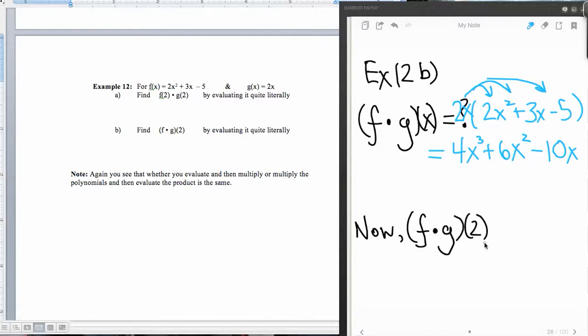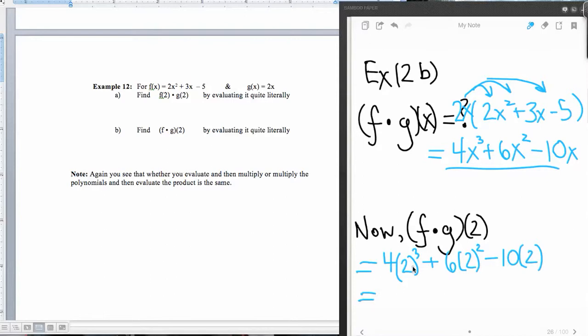And then f times g of 2, that would say, if we take it very literally, that we're going to take this new function f times g of x and we're going to evaluate it when the x is equal to 2. So we put in 2 for the x's. And then we find out what the value there is.